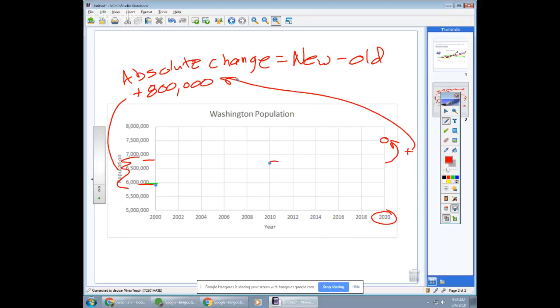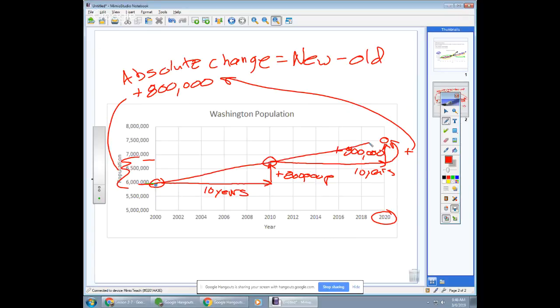So what happened is to get from this point right here to that point right there, as time went by for 10 years, the population went up by 800,000. And then we just did that same thing again. We said, okay, let 10 years go by again. And then let the population go up again by 800,000. Now, when we do that, when we use the same absolute change over and over and over, we get a nice straight line.